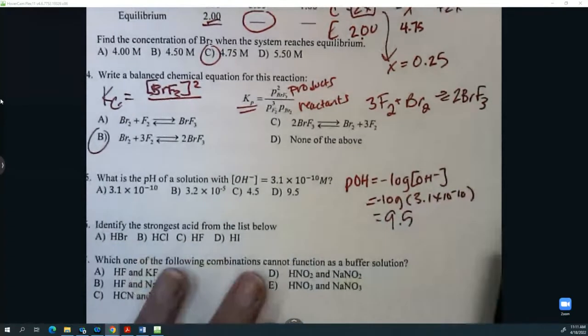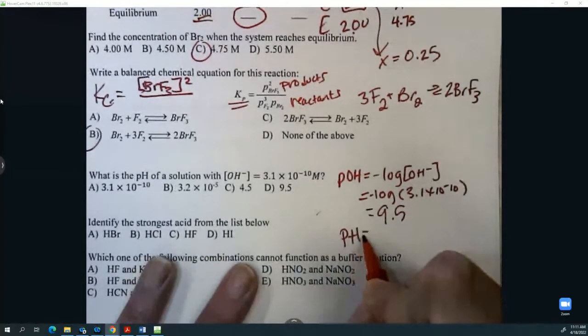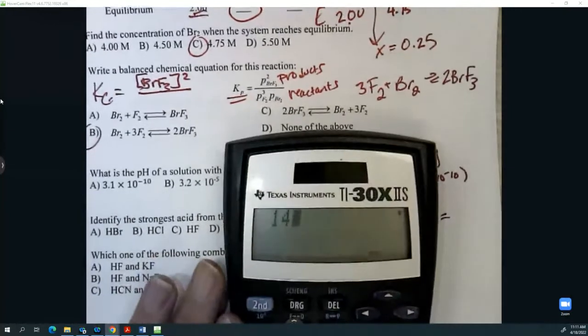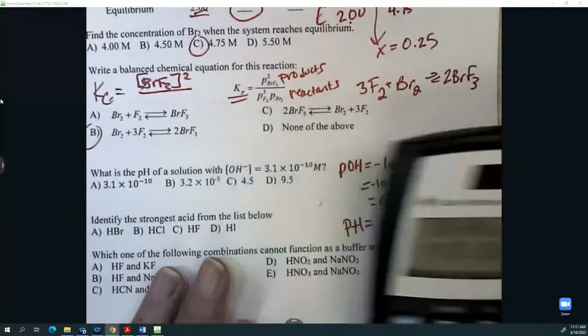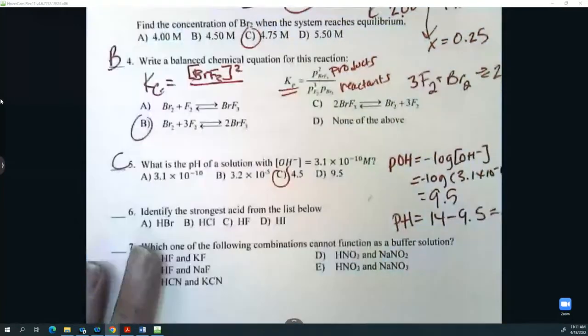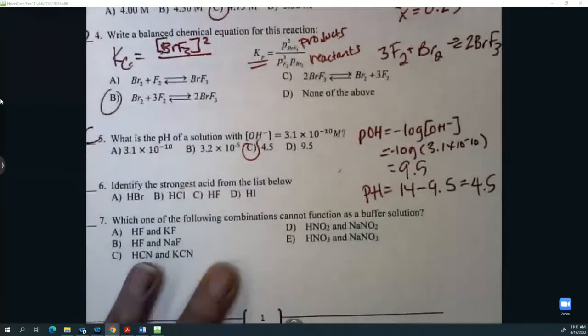So it's 9.5, and so then I just know pH equals 14 minus 9.5. Which I'm sure I can do in my head, but I'll just make sure I got a real answer.